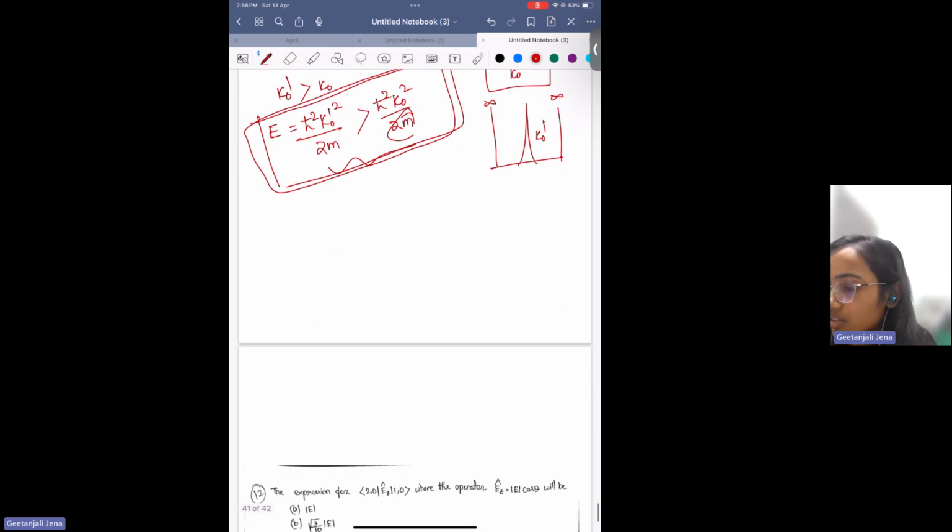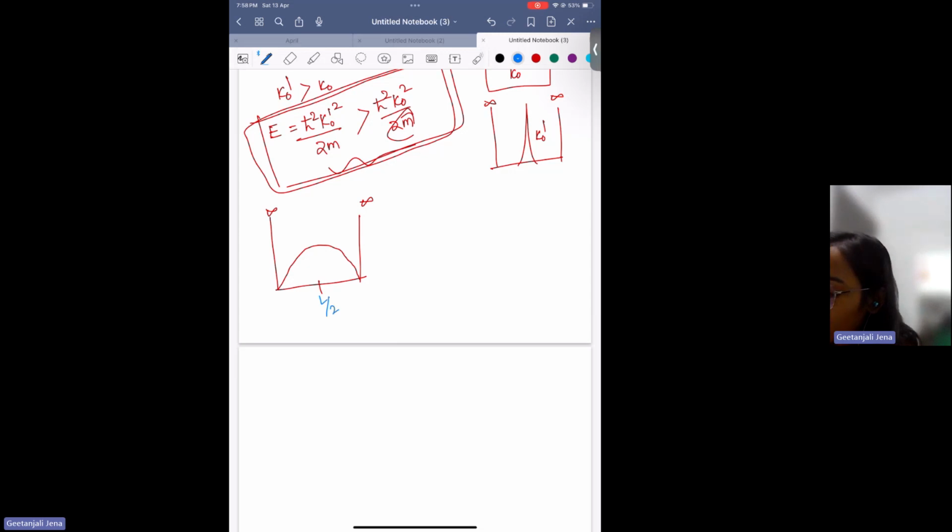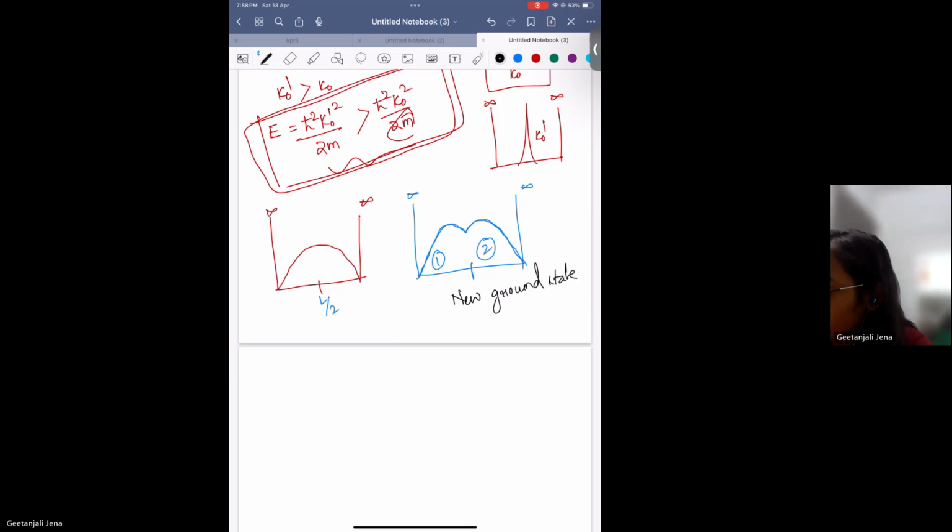Now coming to the wave function. You already know the wave function for the infinite well, so it is kind of this. Now we have a discontinuity at x equal to L by 2 because of the repulsive potential. So now the wave function will become like this, so that the first order derivative is discontinuous between region 1 and region 2. So this is the new ground state wave function that you will get.